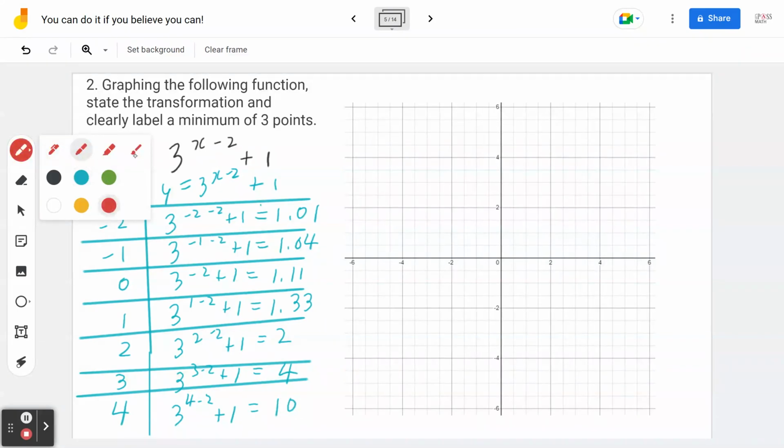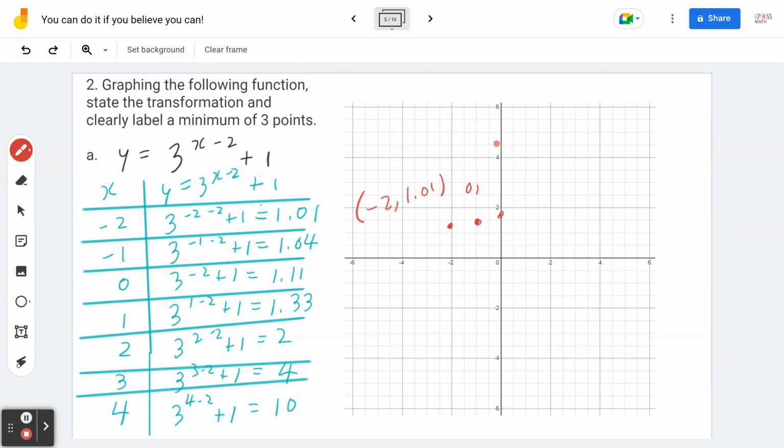So if I begin with the end in mind, I'm going to go back to the graph, and I'm going to say, well, -2 will give you approximately 1.01. So again, I'm just going to put it there. I'm going to label this point, by the way, -2, 1.01. If I pick the next point, -1 will give 1.04. If I go to 0, that's going to be 1.11. So I'm going to label this point 0, 1.11.